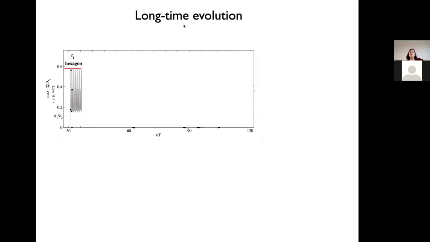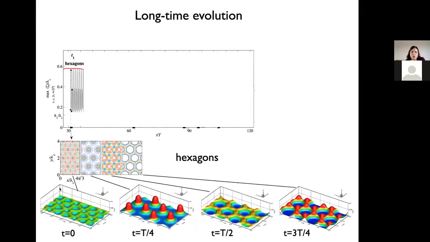Okay, so this is the long time evolution of the hexagons. It took a while for Nicolas to get the hexagons. In fact, he had to communicate with the experimentalists about their parameters, and it turned out that they had made an error, that their height was not what they thought it was. But after a couple months, he got the hexagon, so that was nice. And these four points here are the four that you've just seen here.